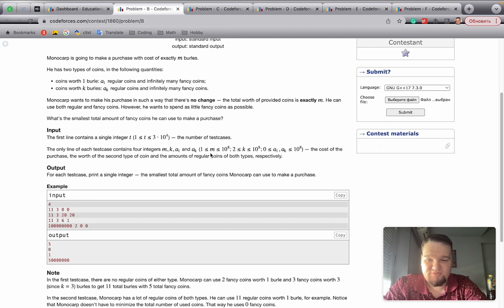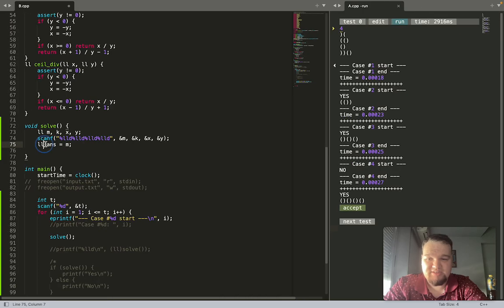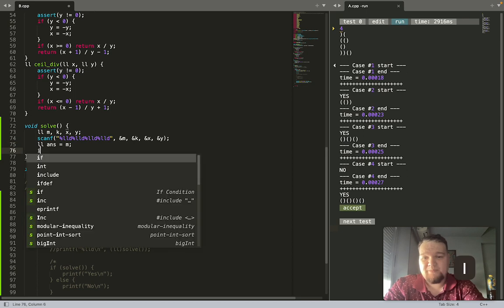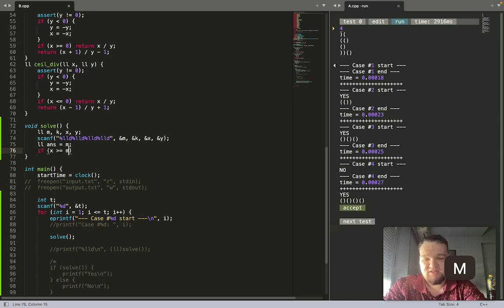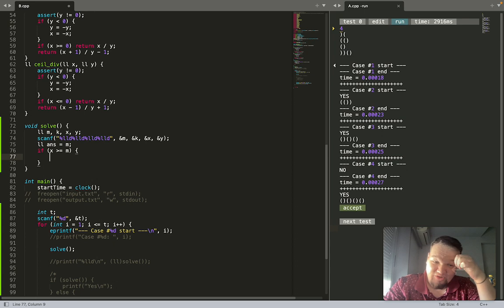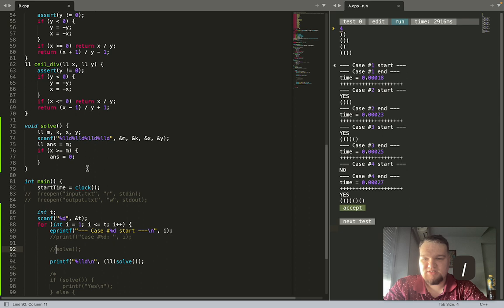It's safe to initialize the answer with m, because we can always use just m fancy coins that worth 1. If we have enough non-fancy coins that worth 1, then the answer is just 0, and we can just print it if we want. Let's instead do it like this.